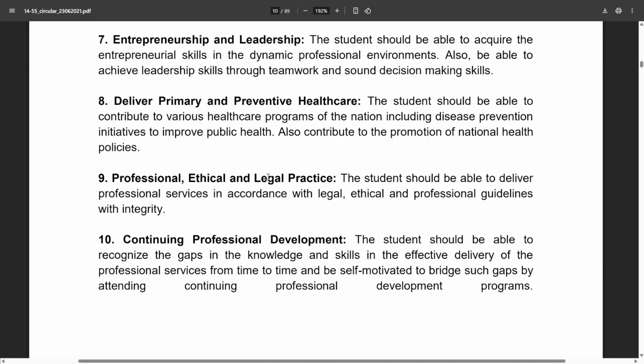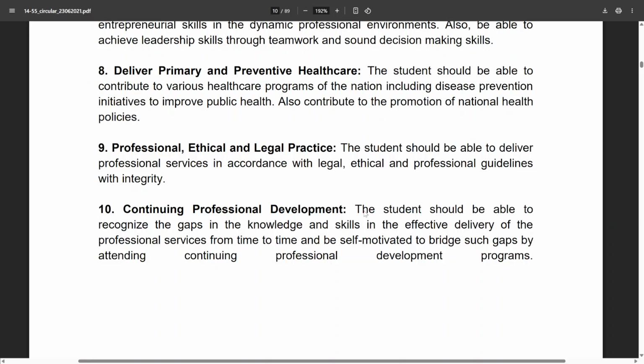9. Professional, ethical, and legal practice. The student should be able to deliver the professional services in accordance with legal, ethical, and professional guidelines. You should not use your knowledge in a harmful or unethical way, right? You will have to use your knowledge and information only for the benefit of society. This is your key responsibility. Understood? Yes. Now let's move to point number 10.